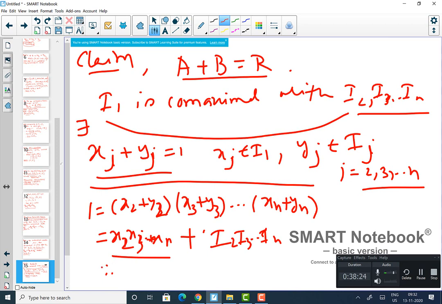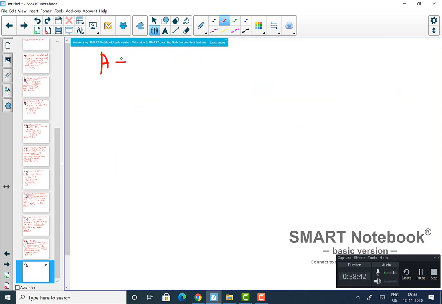That means the first one is an element of A, and the second one is an element of B actually. So 1 belongs to A plus B, and that is the thing we need to prove. So A plus B equals the full ring R, and then they are co-maximal, right? Done.